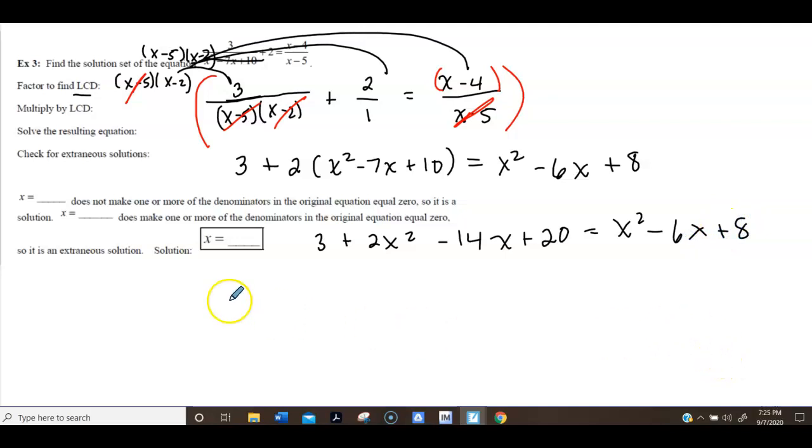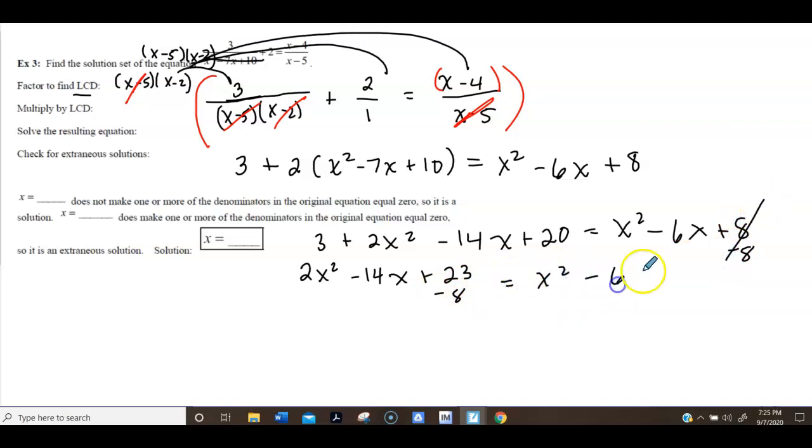So we're going to try to combine like terms. So you have 2x squared subtract 14x and plus 23. And let's go ahead and put subtract 8 to this. So we'll subtract 8 on both sides. And that equals x squared subtract 6x. And we also want to subtract the x squared and add the 6x. Because it's quadratic, you always want to set the whole thing equal to 0.